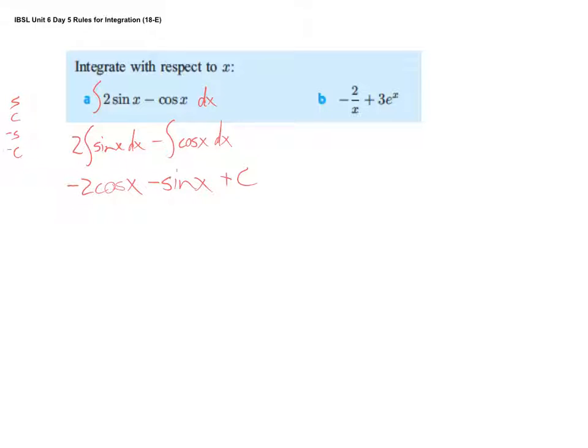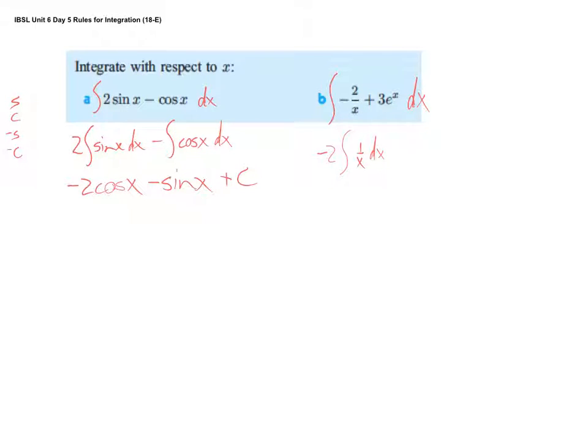Okay, how about B? If we're taking the integral of negative 2 over x plus 3e to the x with respect to x, we're going to do it ln. Okay, good, it's going to be ln. We can think of this as negative 2 times the integral of 1 over x dx.